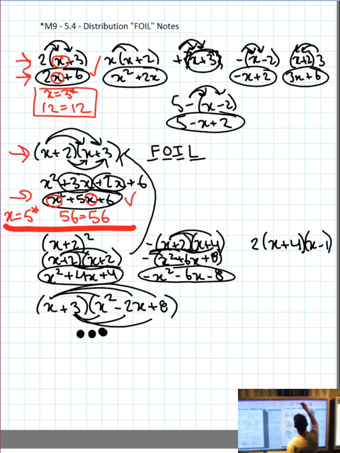Again, look at the notes. Do the FOIL first, then distribute the 2. Combine like terms in the middle if you want to. Practice some of these on your own. Make sure that they're the same.